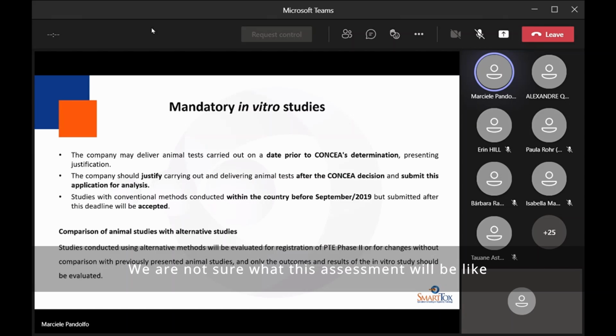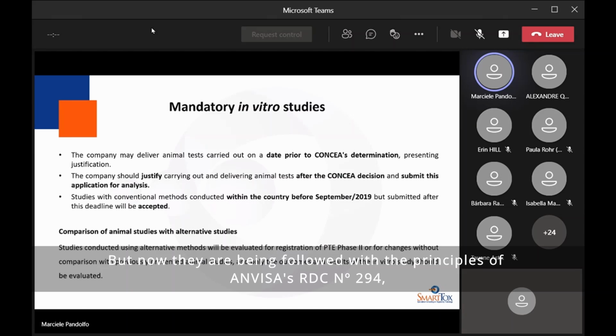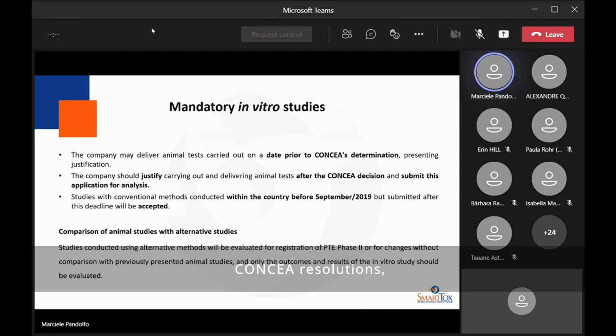Não sabemos ao certo como será essa avaliação, porque esses estudos são novos no processo de registro e ainda não foram avaliados pela Anvisa. Porém, no momento, eles estão sendo seguidos com os princípios da RDC 294 da Anvisa, as resoluções do CONSEA e também baseado na IATA de cada estudo.